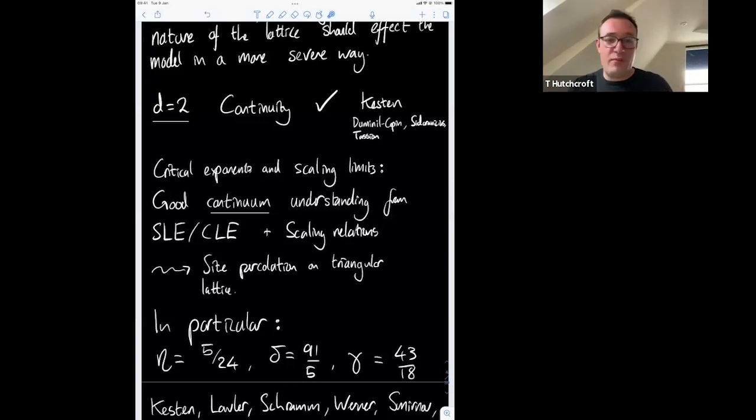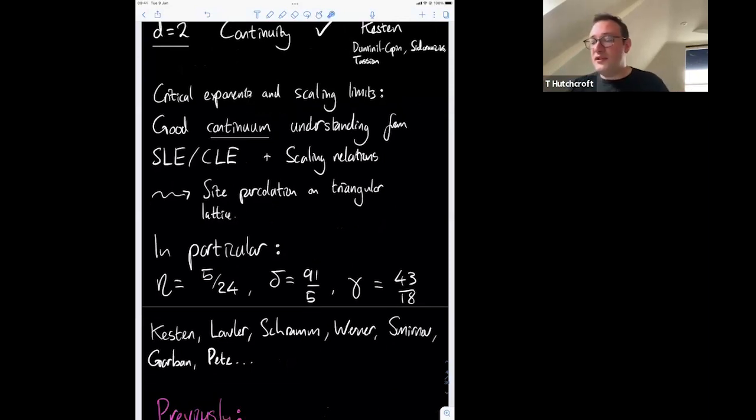These proofs are pretty robust. They don't depend much on the lattice. And we also understand critical exponents and scaling limits pretty well, at least for site percolation on the triangular lattice. So in this case, we know that you have scaling limits that are conformally invariant and they're described by SLE and CLE and so on. And also, Kesten proved that scaling relations hold. So essentially, we understand this really well.